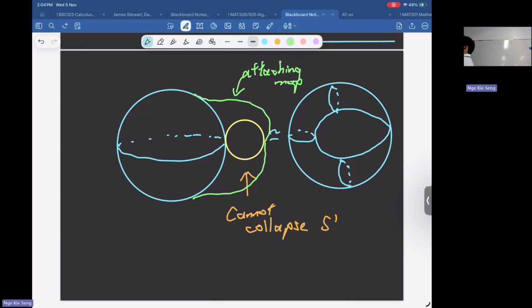But you cannot collapse x1. Otherwise, if you can collapse x1, it means the fundamental group of x1 is just trivial. But we've spent the whole lecture proving that it is not. Or you can use an attaching map. You can do it with an attaching map. I don't think you can collapse any.